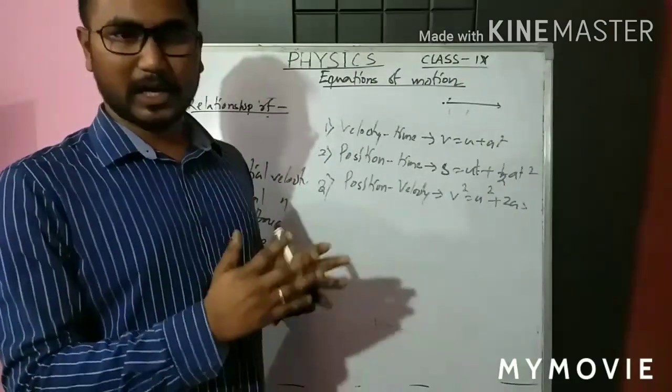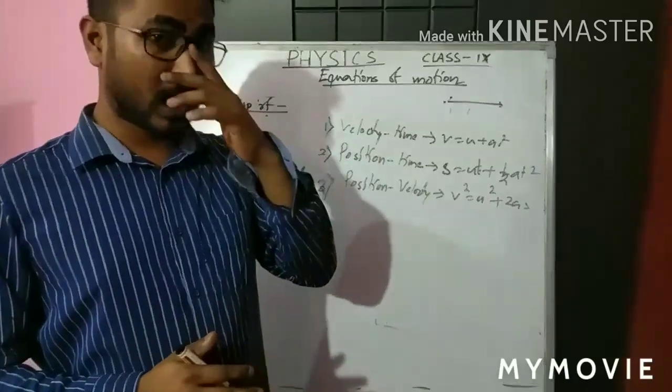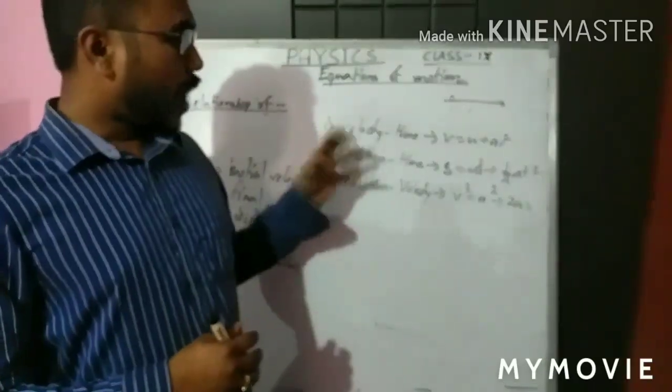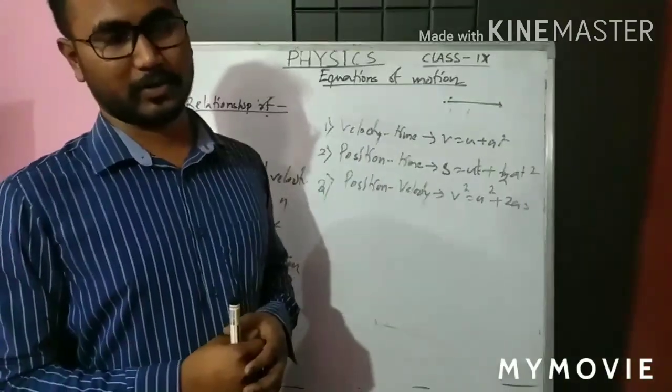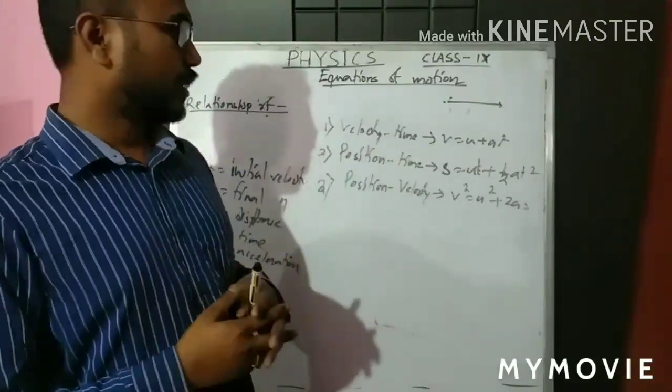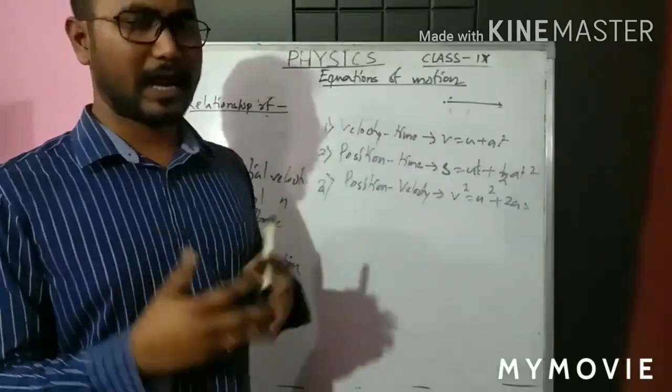These relationships we can also find out by the graphical method. The graphical method I have not discussed till now. In my next video I will definitely come with how we can derive these three relationships by the graphical method. Okay, I hope all of you understood this explanation of these three relationships.